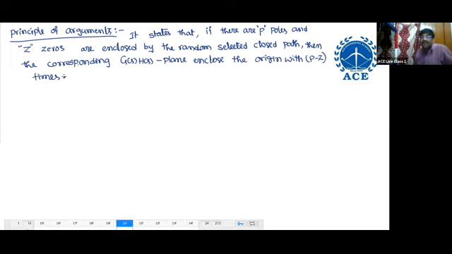That is, N equals P minus Z. N is the number of encirclements about the origin, P is open loop poles, Z is open loop zeros. It will come. Now listen.